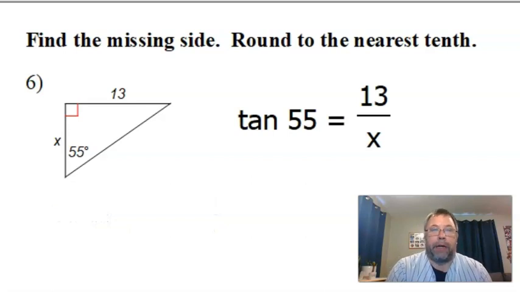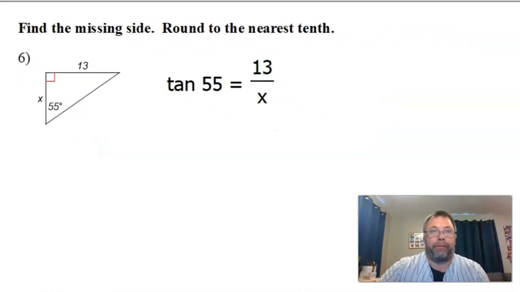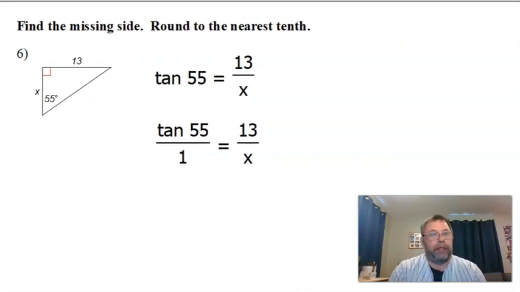Since we're using tangent, I wrote TAN for tangent. And this time we know the angle, 55. So I wrote tangent of 55 equals opposite leg over adjacent leg, which in this case is 13 over X. Remember, to solve for a missing side, I always set up a proportion. And the way you set up a proportion is just take the tangent of 55 and put it as over 1.